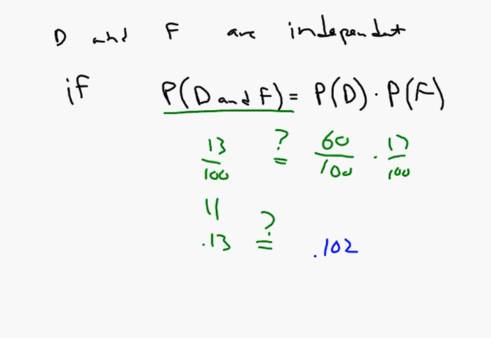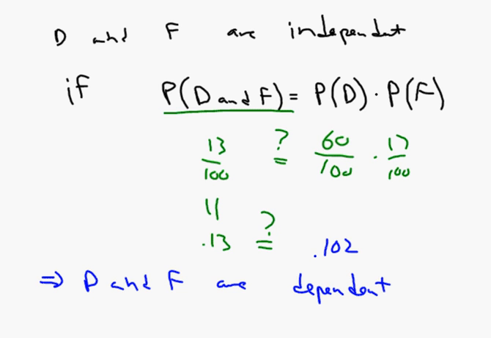These things are not equal. Okay? So what does that tell us? It tells us that D and F are dependent. In other words, gender and political party preference have some kind of relationship. Now, you could even do a little better than this. You can make a comment about the relationship.